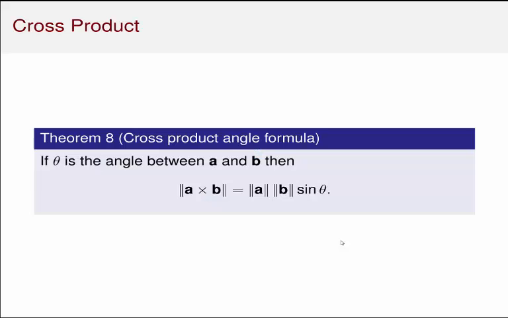Another very important theorem for vectors is the cross-product angle formula, which says that if theta is the angle between the vectors A and B, then the length of the cross product, A cross B or B cross A, it doesn't matter, is equal to the length of A times the length of B times sine theta. So just like the dot product, the cross product also captures the angle, although in a different way.